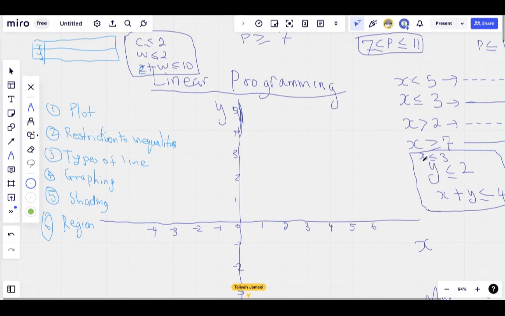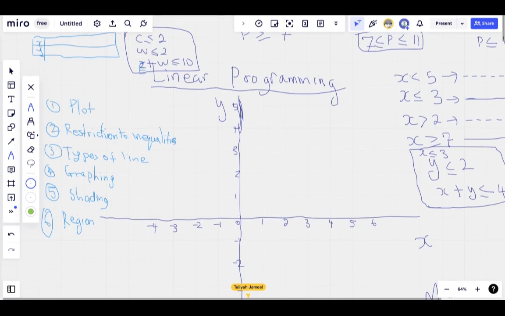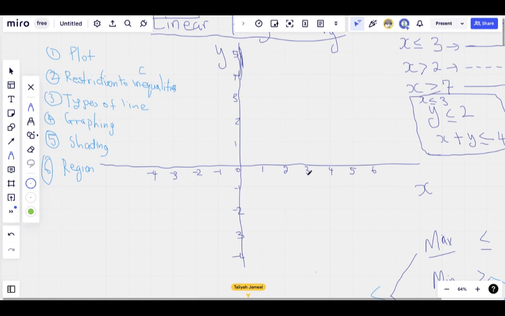Okay, the first one is x is less than or equal to 3. Less than or equal to is a solid line. So you come to this x-axis, then you draw a solid line up like this on 3.